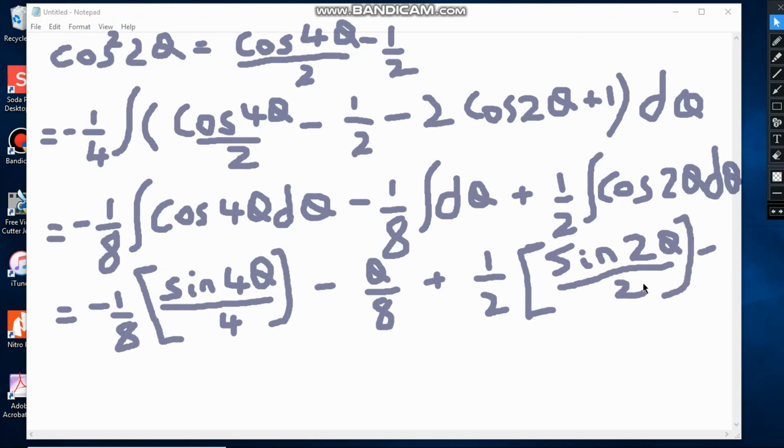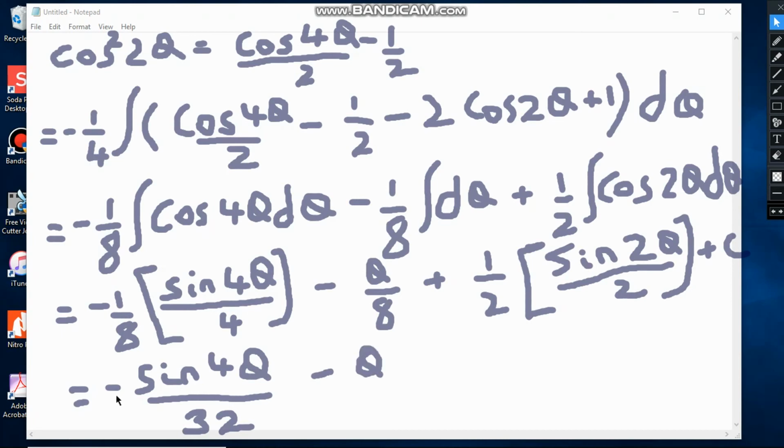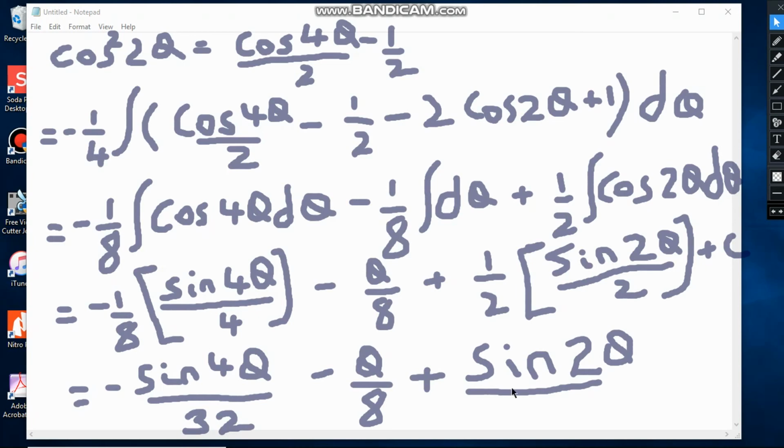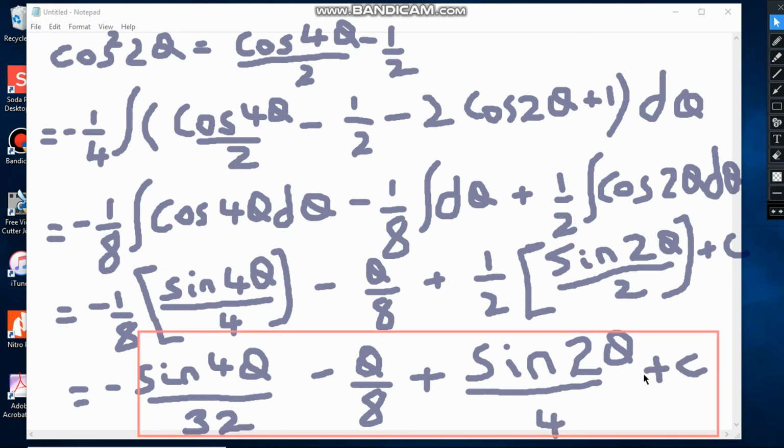Plus constant. So when I multiply this to this, I get negative sin 4 theta over 32 minus theta over 8 plus 1 over 4 times sin 2 theta over 4 plus constant. Okay, thank you. See you in the next class.